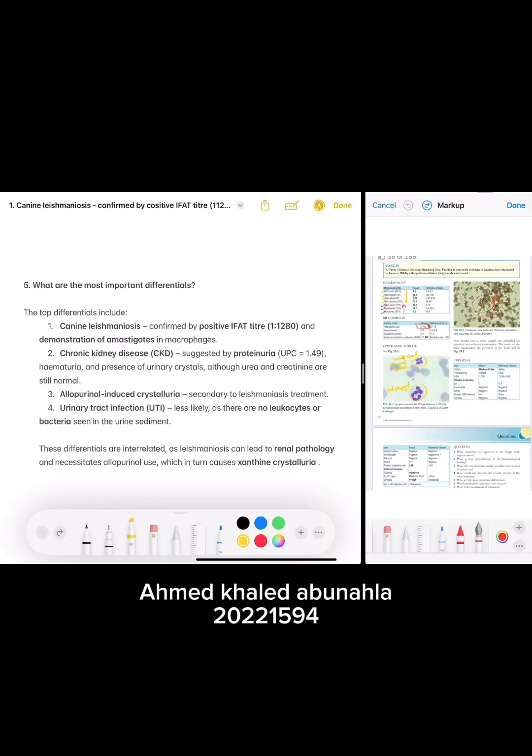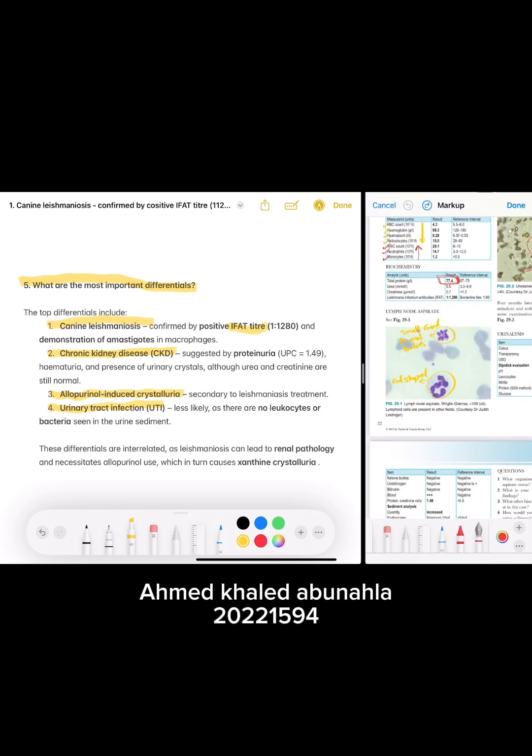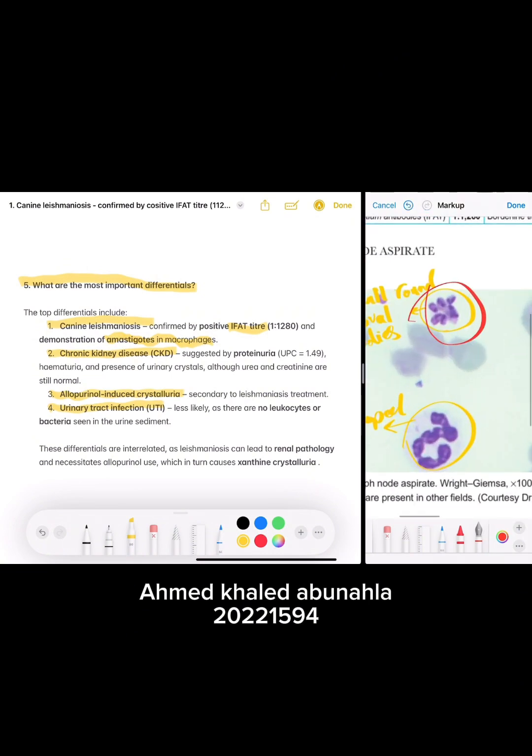Question number 5 is, what are the most important differentials? The top differentials include four things: canine leishmaniasis, chronic kidney disease, allopurinol-induced crystals, and urinary tract infection. First, canine leishmaniasis is confirmed by a test called the IFAT titer, which stands for indirect fluorescent antibody test, and by demonstration of amastigotes in macrophages, which we can see here in the lymph node aspirate.